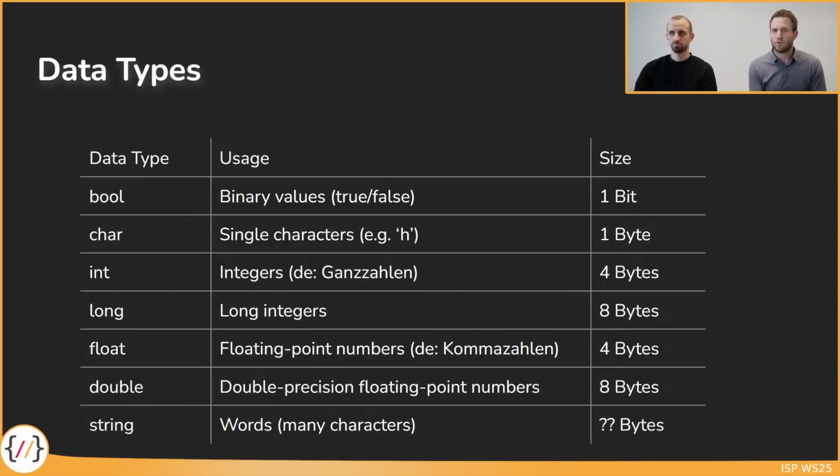Then we come to the numbers. The first one is an int or integer, for Ganzzahlen, and it takes 4 bytes of memory to store such an integer variable.